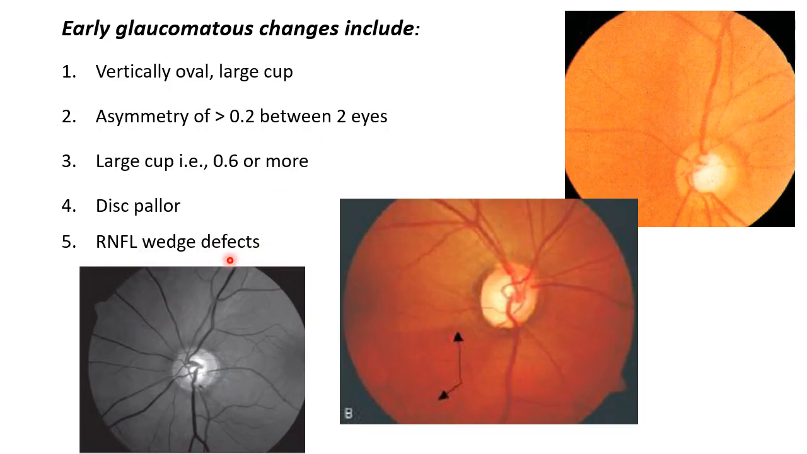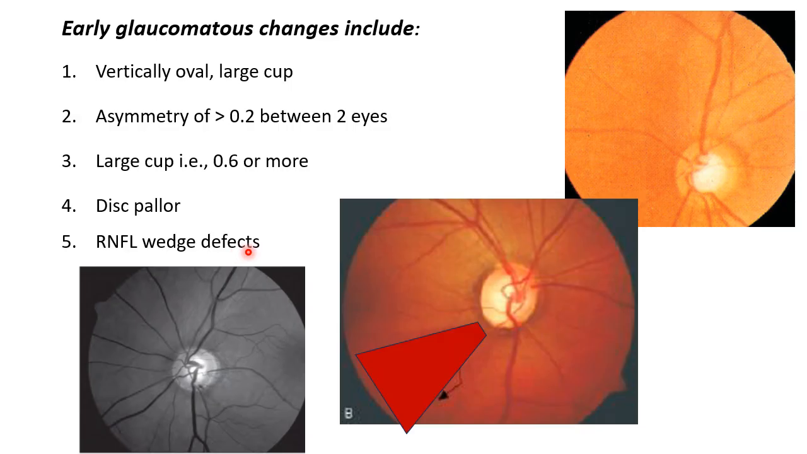And RNFL wedge defects. These RNFL wedge defects are basically wedge-shaped areas of loss of retinal nerve fiber layer. Why is the area wedge-shaped? Because the RNFL is arranged in that manner, in an arcuate fashion. When you read the anatomy, you will realize that there is a certain arrangement of the retinal nerve fiber layers all over the retina and the way they gather at the optic nerve head. So that is why these wedge defects happen.